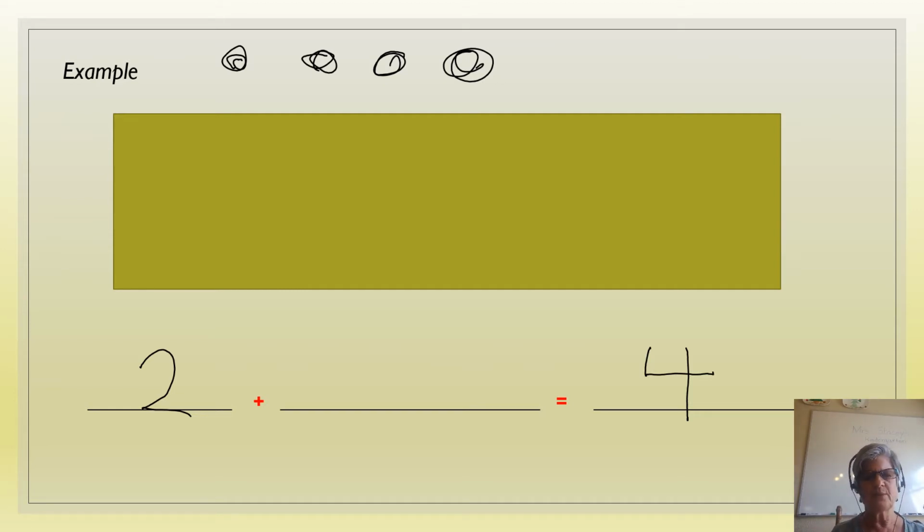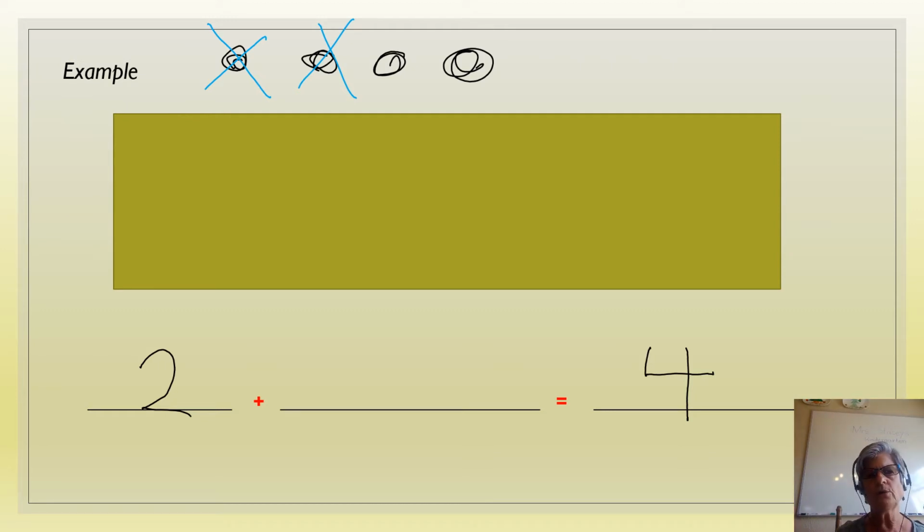But what else do I need? For example, if I have 2 fingers, how many more fingers do I need to make 4? This time I'm not doing fingers, I'm drawing circles. So I've drawn 4 circles on the top. Now my first number is 2. So I'm going to cross out 2 circles. 1, 2. I crossed out 2 because that was my first number.